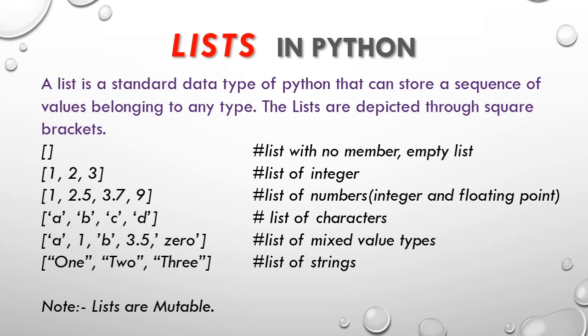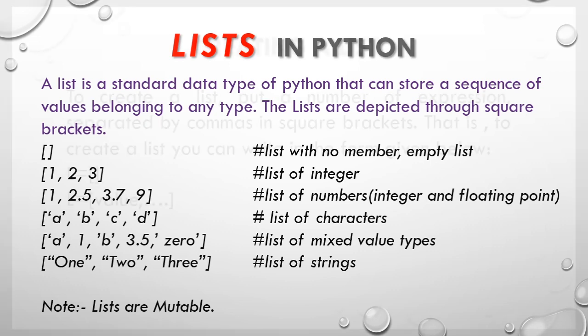A list is a standard data type of Python that can store a sequence of values belonging to any type. Lists are depicted through square brackets. Here you can see some examples of list. Lists are a mutable data type in Python, which means you can change the elements of a list in place. In Python, there are only two mutable data types. One is list and another is dictionary.